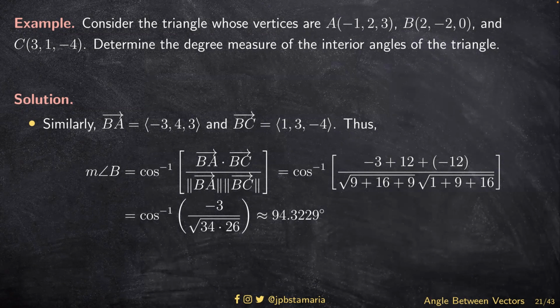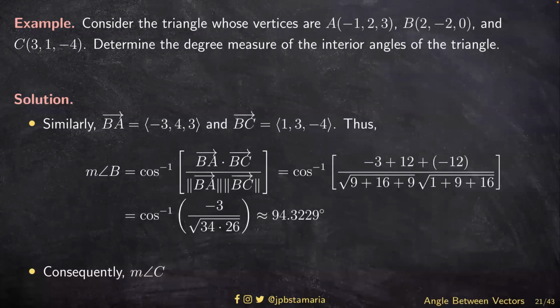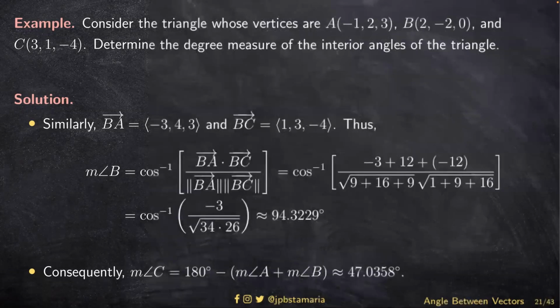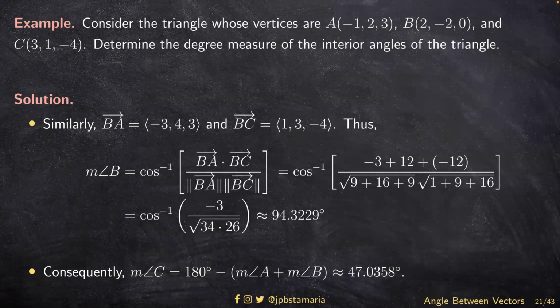Pero may isang method na mas madali. Alam mo na kasi yung angle A, alam mo na yung angle B. Paano mo kukunin yung measure ng angle C? You can just use the fact that the sum of these angles is 180 degrees. By the way, nakalagay dito degree measure, so don't forget to switch your calculator in degrees mode. But by default, remember, we should always use the radian. There. So this is the relationship between the measure of the angles of the triangle. So you can calculate it as 47.0358 degrees. Did you understand?